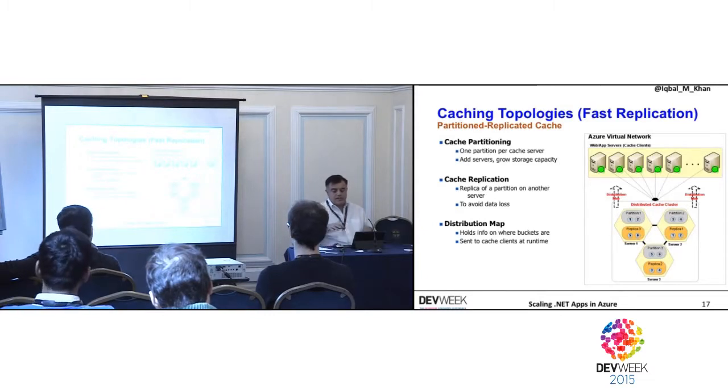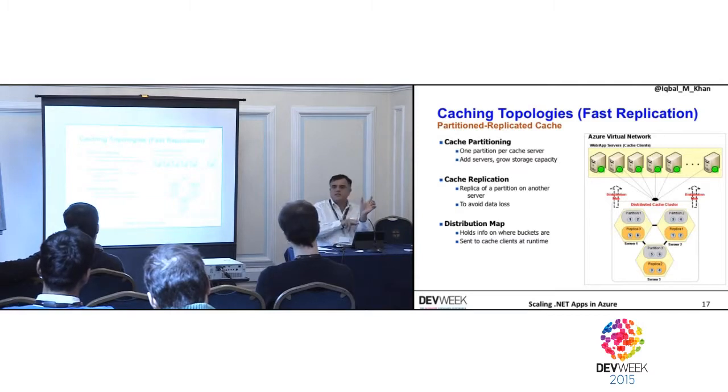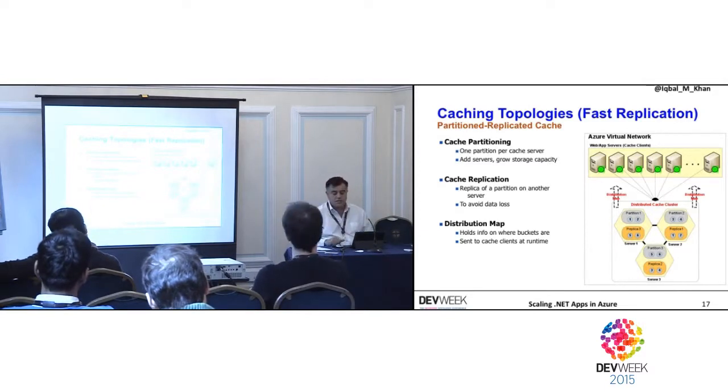And so that's the first part of partitioning. That partitioning should give the cache clients the ability to know where the data should be. The distribution map does not contain every key. It just contains ranges. This range is mapped to this bucket, which is in partition 1. This range maps to this bucket, which is in partition 2.